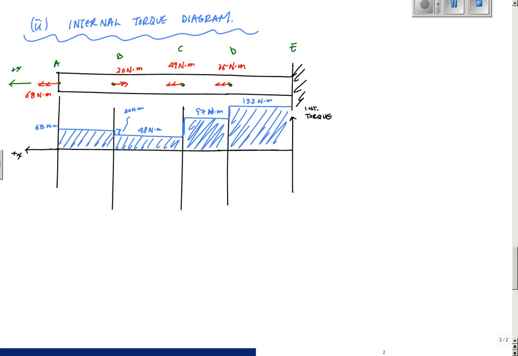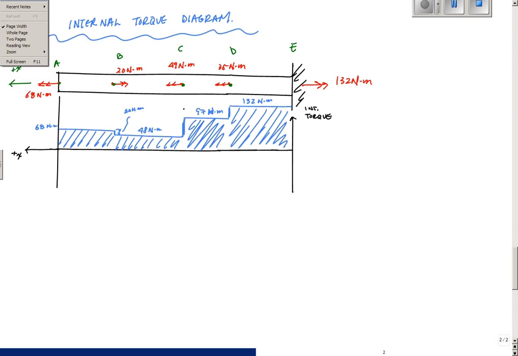And I also know that my reaction here, if you will, on this side right here, is also going to be a torque this way of 132 Newton meters in order for me to be in equilibrium. Okay, so that's something that we found out just from looking at this diagram and doing our equations.